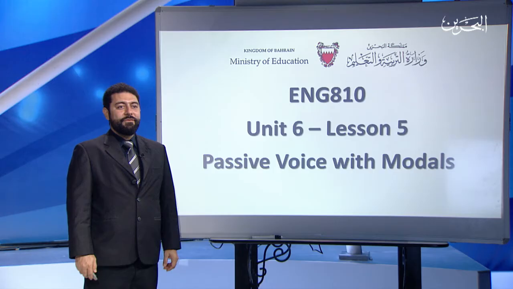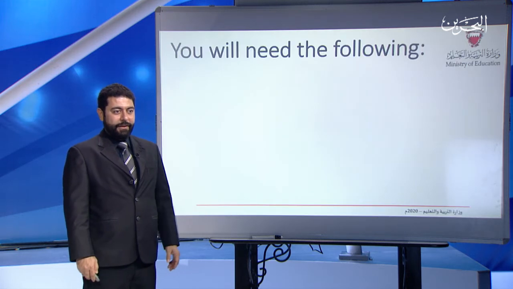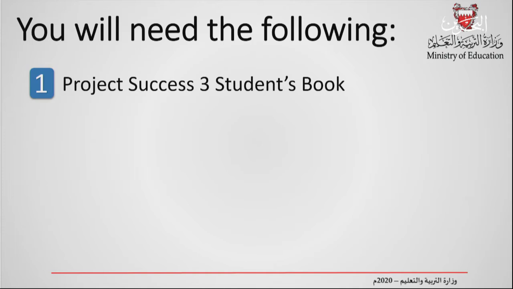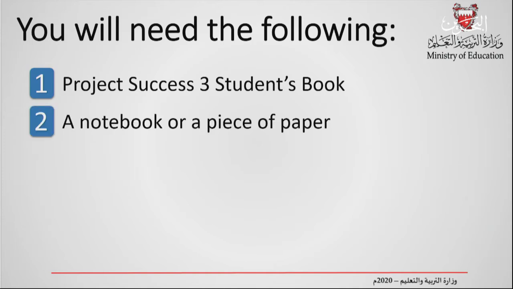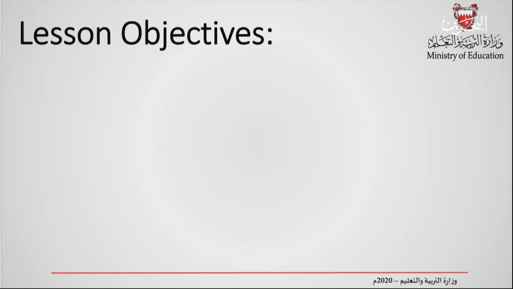This lesson is for English 810 for technical and vocational schools. It is Unit 6, Lesson 5, Passive Voice with Modals. In order for you to do the lesson well, you need the following. Number 1, Project Success 3 Students Book. Number 2, a notebook or a piece of paper. Number 3, a pen or a pencil. Number 4, a dictionary.